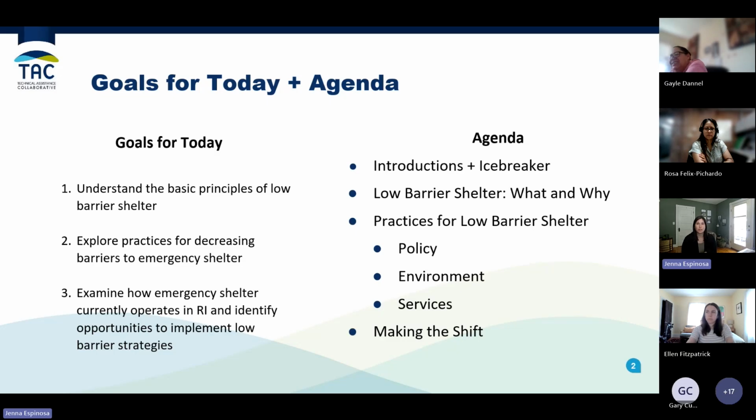So like I said, we'll focus on the what and why of low barrier shelter, really dig into practices. And then we're also going to spend some time talking about how do you make the shift if you're not a low barrier shelter now, but want to become one, or maybe you're kind of close to being a low barrier shelter, but there's some specific barriers that you want to reduce or eliminate. How do you go about making that shift in your own shelters or your own homeless response systems?